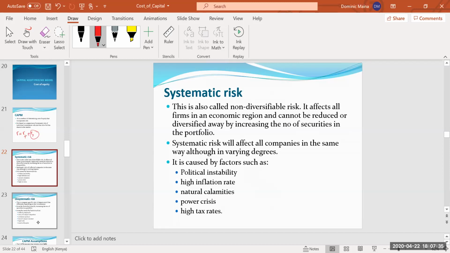This risk affects all the firms in an economic region and cannot be reduced or diversified away by increasing the number of securities in the portfolio. So as an individual investor, you cannot do away with that particular risk. Every single investor in that particular market shall be exposed to this risk. A key term that has come up here is what we refer to as a portfolio. Now, what is a portfolio? Let me go back to my board to discuss what we mean by portfolio.